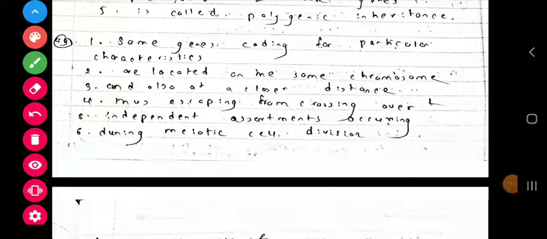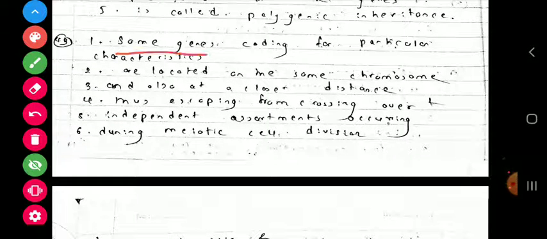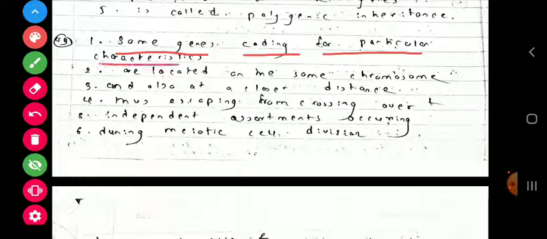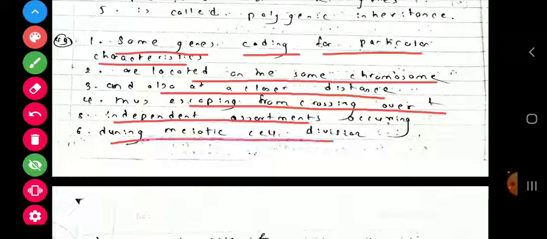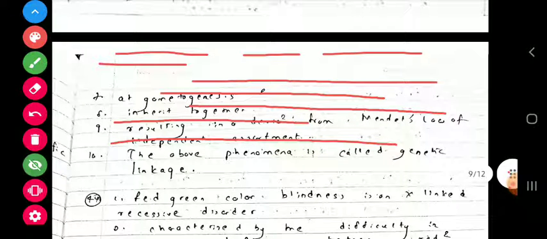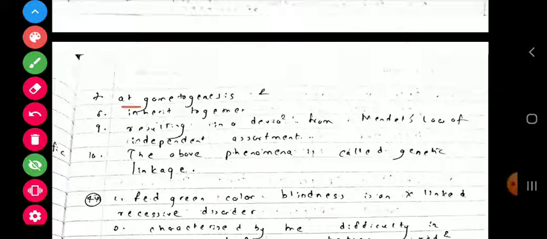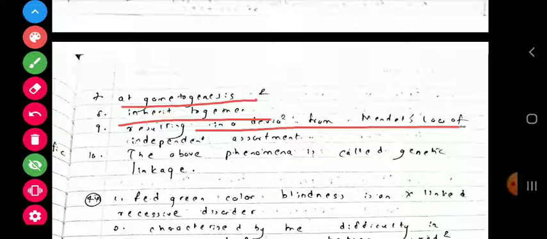Some genes coding for particular characteristics are located on the same chromosome and also at a closer distance, thus escaping from crossing over and independent assortment occurring during meiotic cell division of gametogenesis, inherit together, resulting from the deviation from Mendel's independent assortment. We saw that, right? The above phenomenon is called genetic linkage.